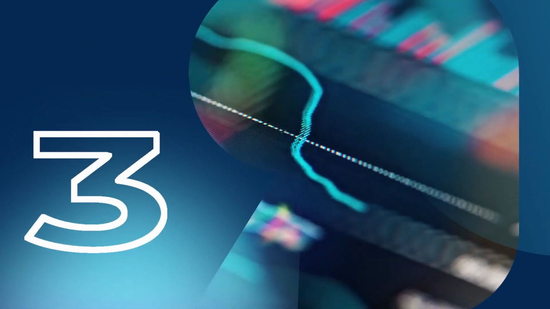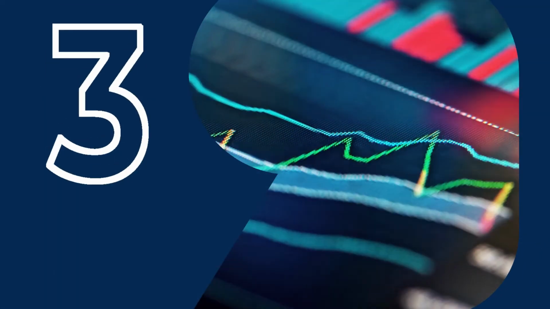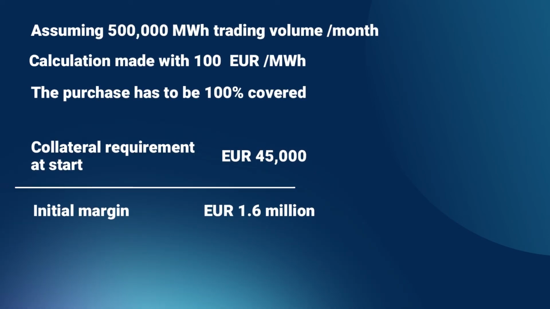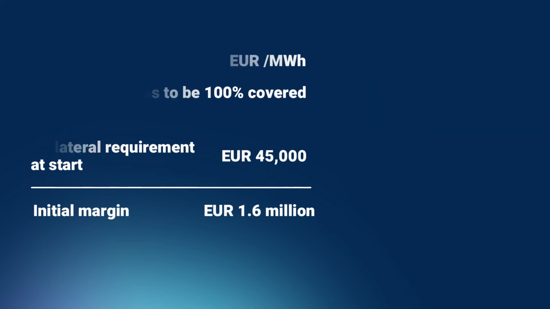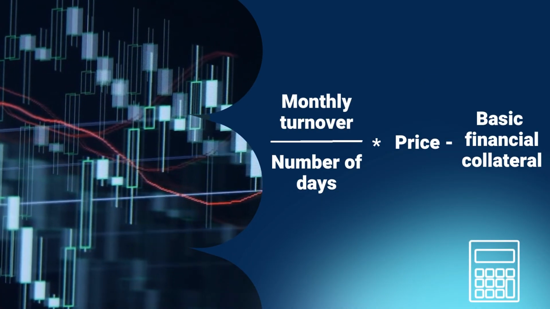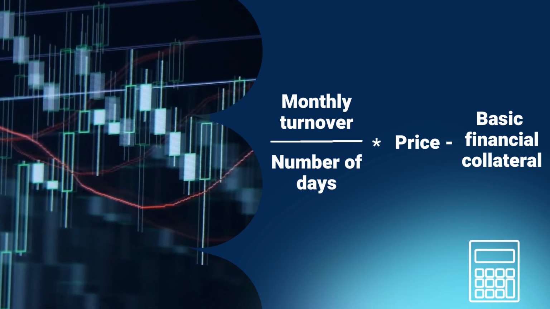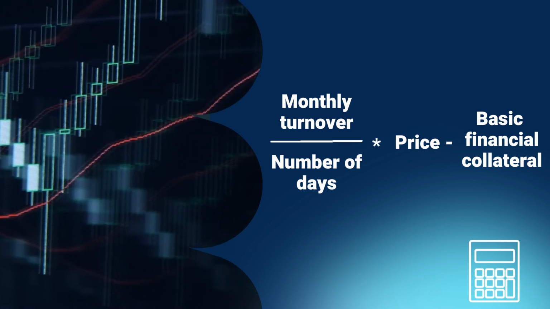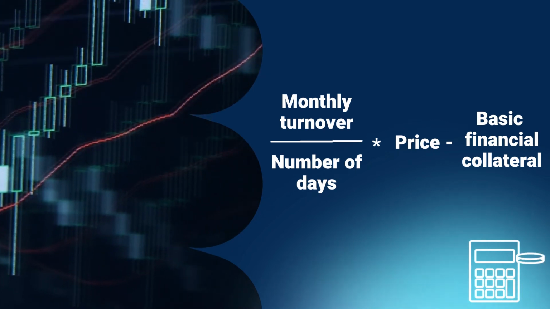Finally, let's see the third scenario. For the calculation, we assumed an even distribution of the 500,000 megawatt-hours traded quantity in the month, and we calculated with a €100 gas price per megawatt-hour. Since on the trading platform the purchase has to be covered 100% prior to placing a trade order, in this example, Euro 1.6 million shall be placed as initial margin on each day. In this example, the amount is obtained by taking the monthly quantity divided for 1 day, multiplying it by the price, and deducting from this amount the Euro 30,000 basic financial collateral that has already been placed.